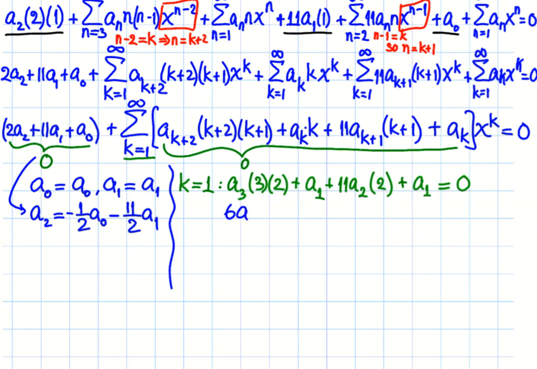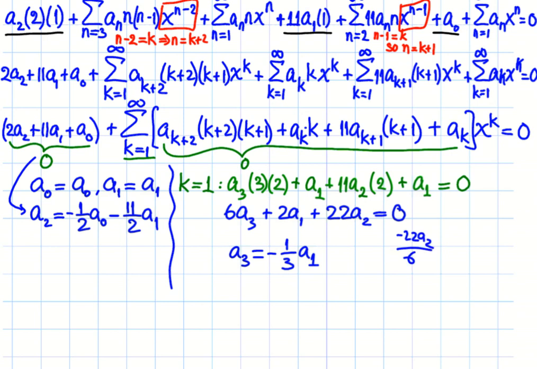Now all we need to do is just solve for A3. We have 6A3 here, plus 2A1, plus 22A2 equal to 0. So A3 will be equal to negative 2A1 moved to the other side, divided by 6, so we have negative 1/3 A1, plus, actually 22A2 moved to the other side is negative 22A2 divided by 6, so that's minus 11 over 3 A2.